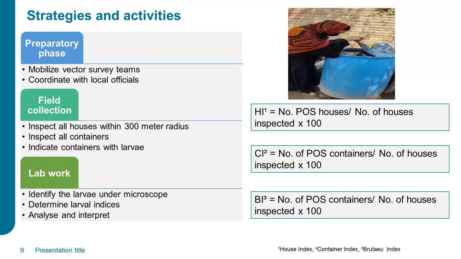The strategies and activities performed by the IVM program for vector surveillance are characterized into three phases, which start from the mobilization of the outreach vector surveillance team. Then in the second phase, the inspection of houses and mosquito breeding sites, and it ends with the lab confirmation of samples which the teams collected from the community. Based on the data collected in the field and the lab results, the program calculates what we call the vector indices. These indices characterize the risk of dengue fever as high, medium, or low across different geographic locations.